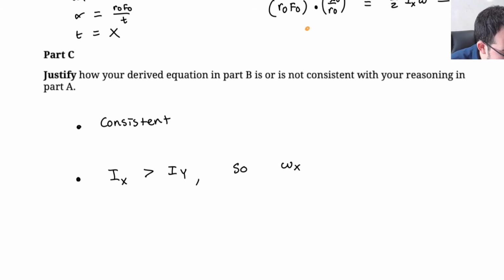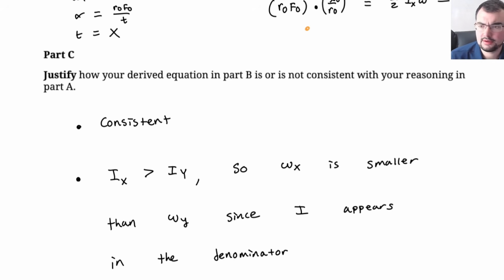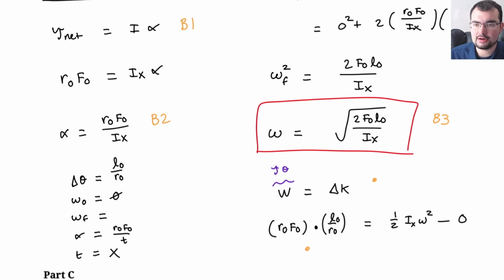So omega x is smaller than omega y since I appears in the denominator. Right, because if something's in the denominator, that means increasing the quantity decreases the output.